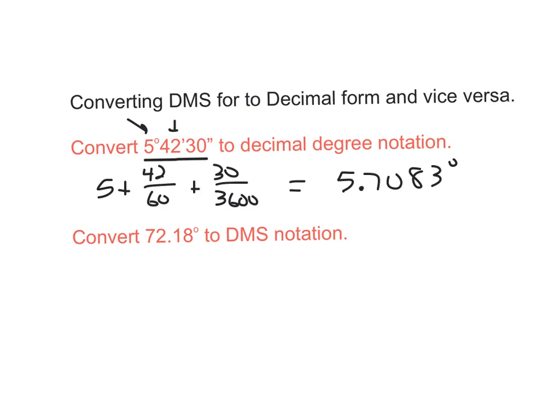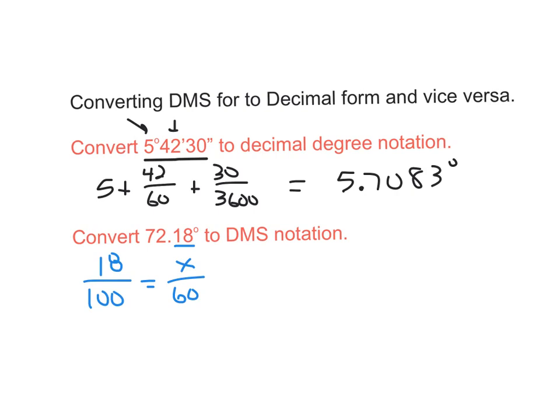Minutes and seconds are part of a degree. Now, the second one here, you've got to go the other way. So what I'm going to do is take the 18 hundredths of a degree and change that to minutes and seconds. I'm going to put 18 hundredths and try to convert that to something over 60.